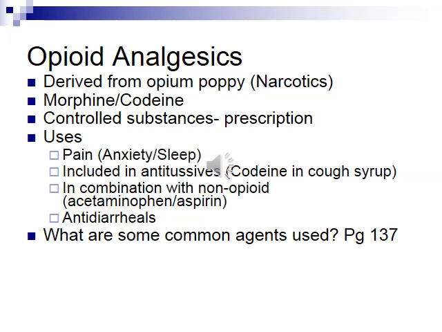So just general background on your opioid analgesics. They're all derived from opium poppy. They're considered narcotic based drugs. Morphine and codeine are probably some of the more common ones that you've seen. They are considered controlled substances, so they're only available by prescription, and physicians need to usually give some extra information in their prescriptions whenever they're prescribing a controlled substance.